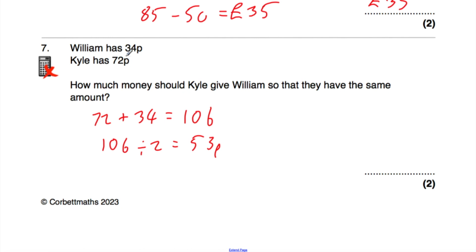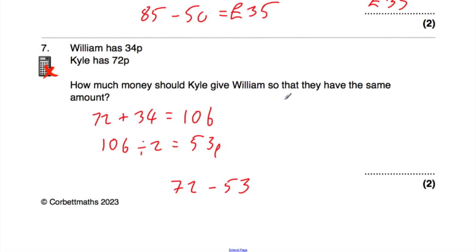So if William and Kyle shared the money equally, they'd have 53p each. Now the question says how much money should Kyle give William so they have the same amount of money? Well, if Kyle's amount of money has gone from 72p down to 53p, let's work out how much his money has gone down by. So 72 take away 53.